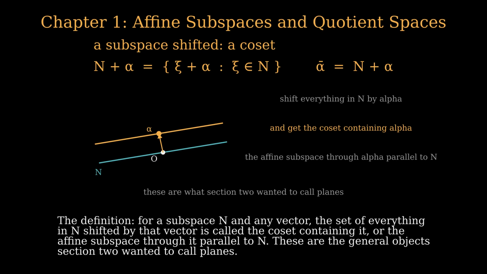The definition: for a subspace N and any vector, the set of everything in N shifted by that vector is called the coset containing it, or the affine subspace through it parallel to N. These are the general objects section 2 wanted to call planes.